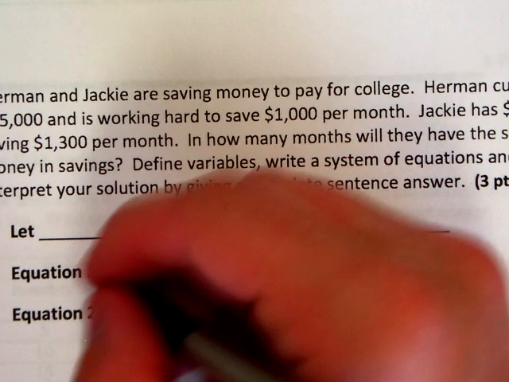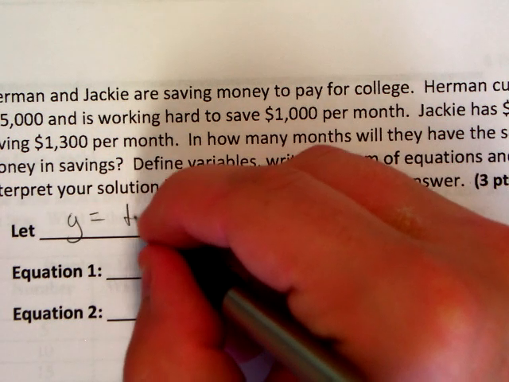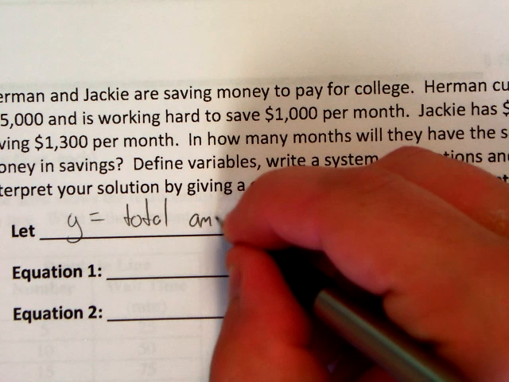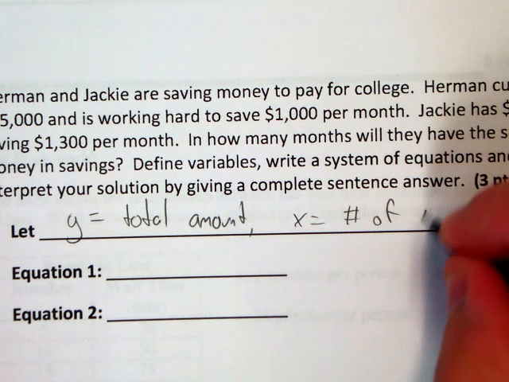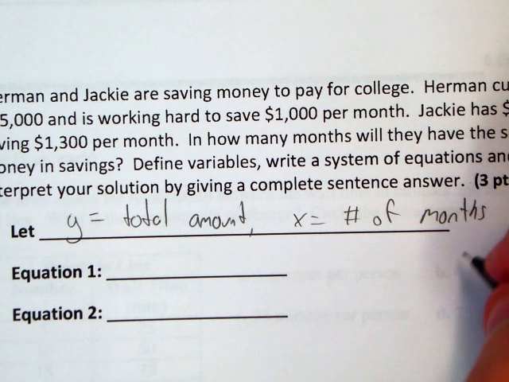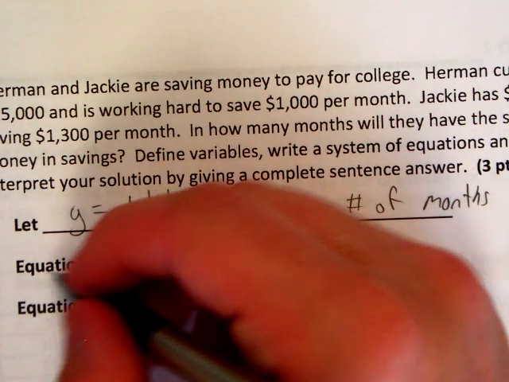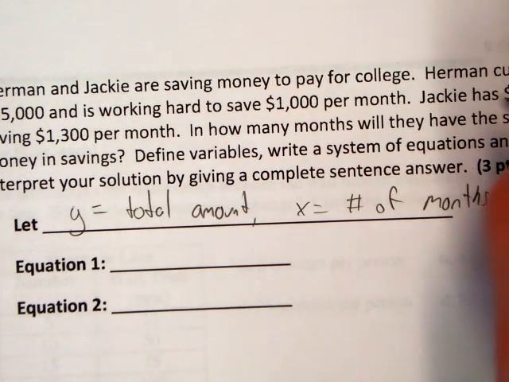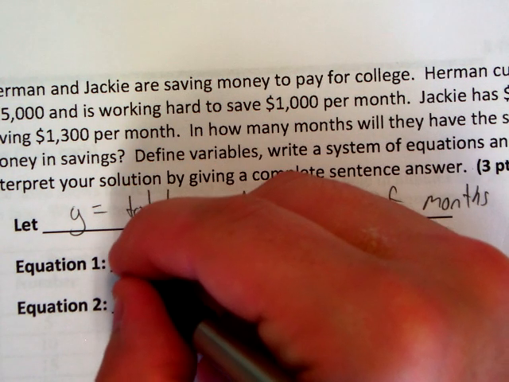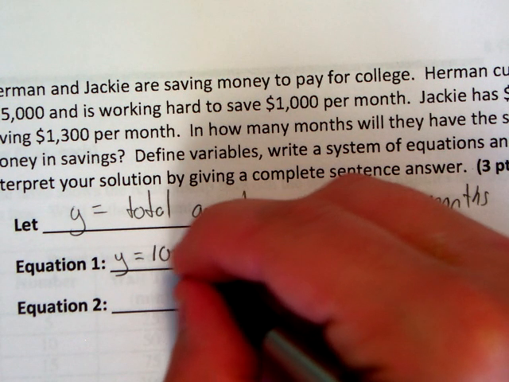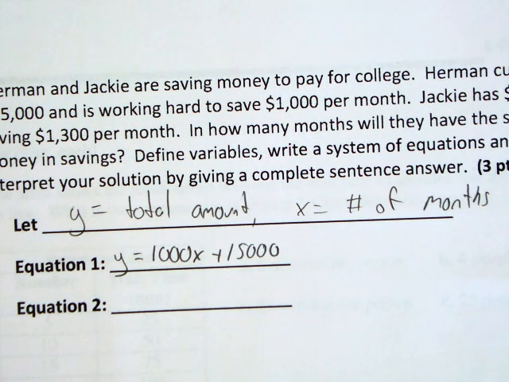So this one looks like it's going to be y equals the total savings, or total amount, and x equal the number of months. Not very imaginative for the variables, but that's okay. So the first equation, I'm going to say that Herman represents my first equation. So he currently has $15,000 and is trying to save $1,000 per month. So the total he has in his savings is $1,000 per month plus the $15,000 he already has.